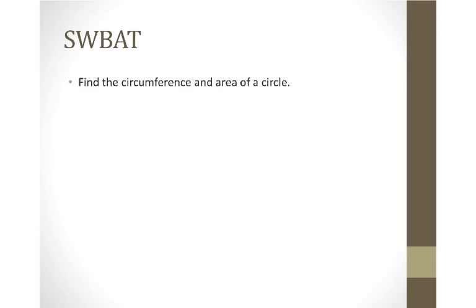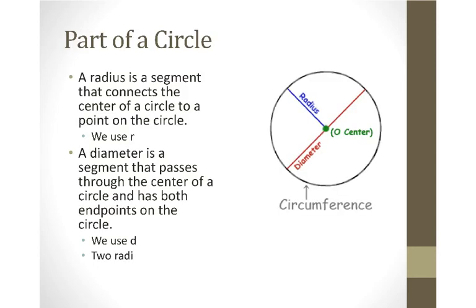Like always, guys, your notes can be found in the folder for you to print out, do digitally, whatever you want to do. But your SWBAT for today is to find the circumference and area of a circle. So moving right into it, parts of a circle. There are different parts that make up a circle.